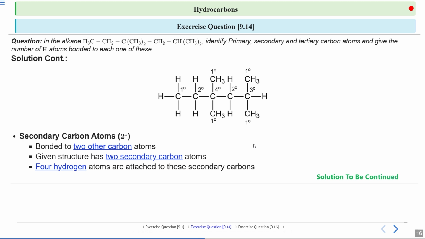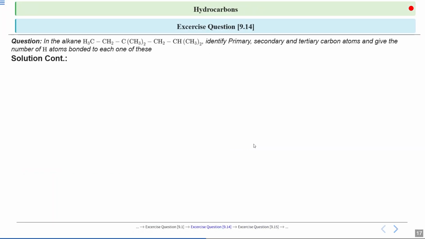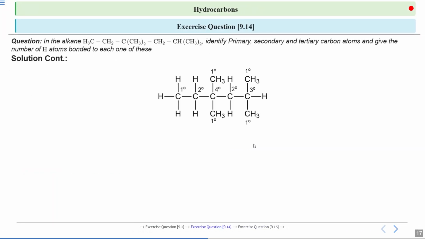Next, continuing with the solution. Here is the structure of the compound that we are dealing with. Now, let us discuss the tertiary carbon atoms present in the given structure. So, let's start with the tertiary carbon atom, which is bonded to 3 other carbon atoms.